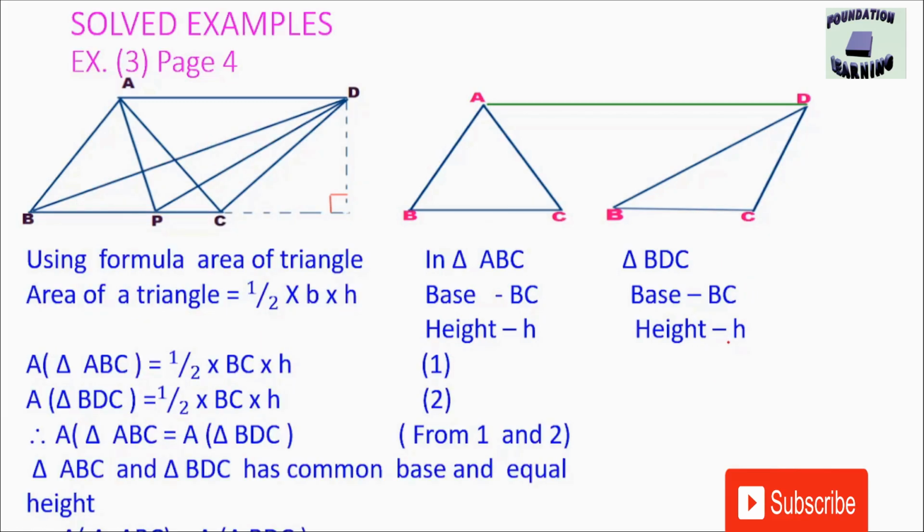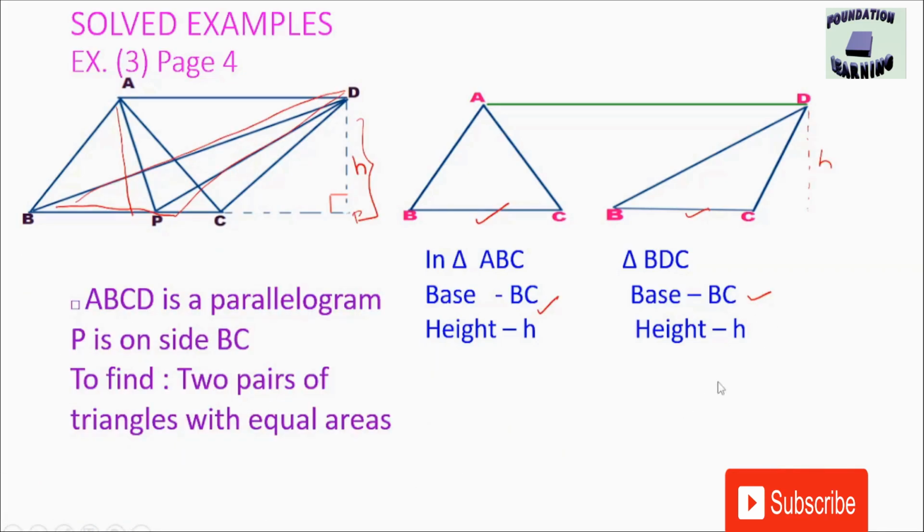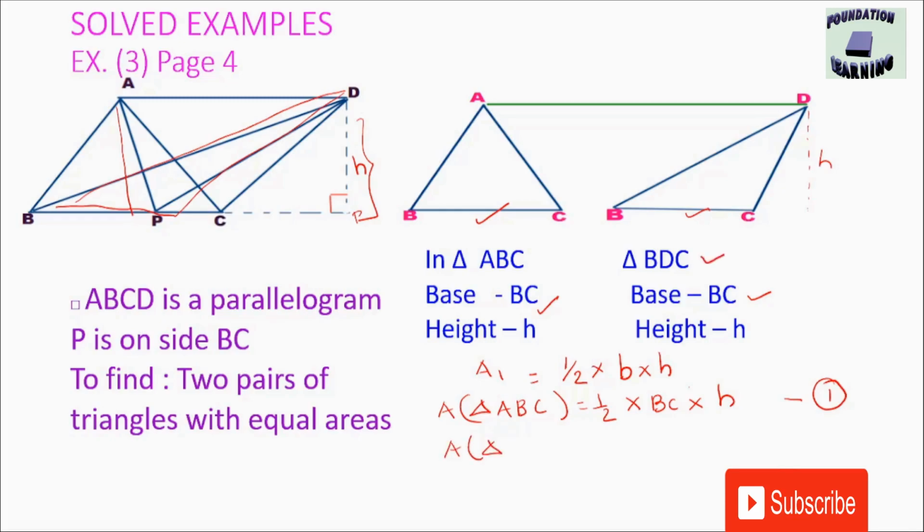Now how do we find the area of a triangle? We can use half base into height. A1 is equal to half base into height, and we will take A1 as the area of triangle ABC. So how do you find the area of triangle ABC? Half into base BC into height h. We will take this as the first equation. And next we will take the area of the next triangle, BDC.